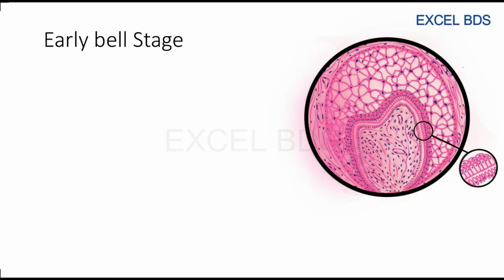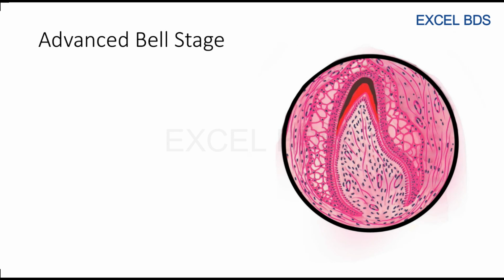So what happens next? We'll talk about advanced Bell stage. So Bell stage, as I was telling, it is divided into early and advanced Bell stage. Advanced, or other name is late Bell stage. So what are you seeing here?